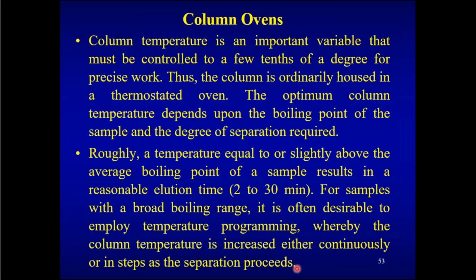In this case, it is always better to start at a low temperature suitable for the most volatile component, that is, its boiling point can be exceeded, and then slowly at regular intervals, the temperature is increased until the least volatile component is also eluted. That is, its boiling point is also exceeded and it also gets eluted. This is what is called temperature programming. So this also can be done for the oven. You can vary the temperature of the oven where the column is housed.